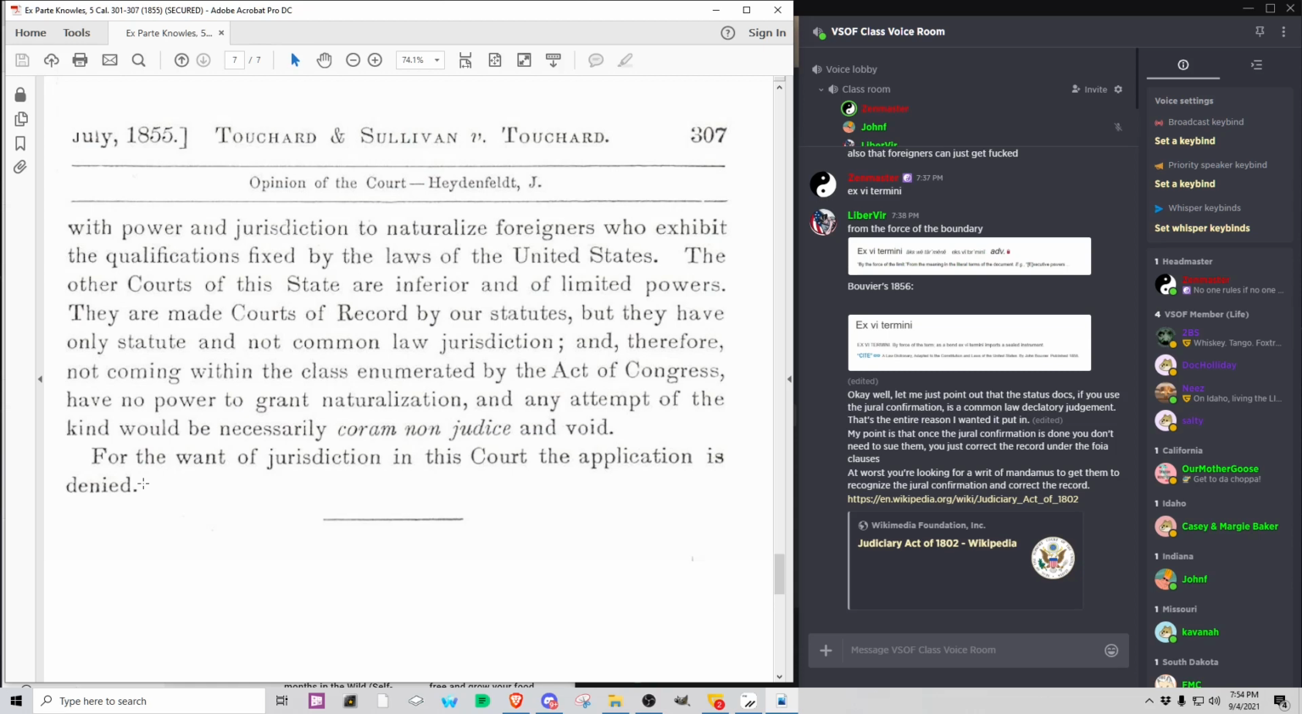There's no way out of this for them. None. Okay, so anyway, that's Ex-parte Knowles.